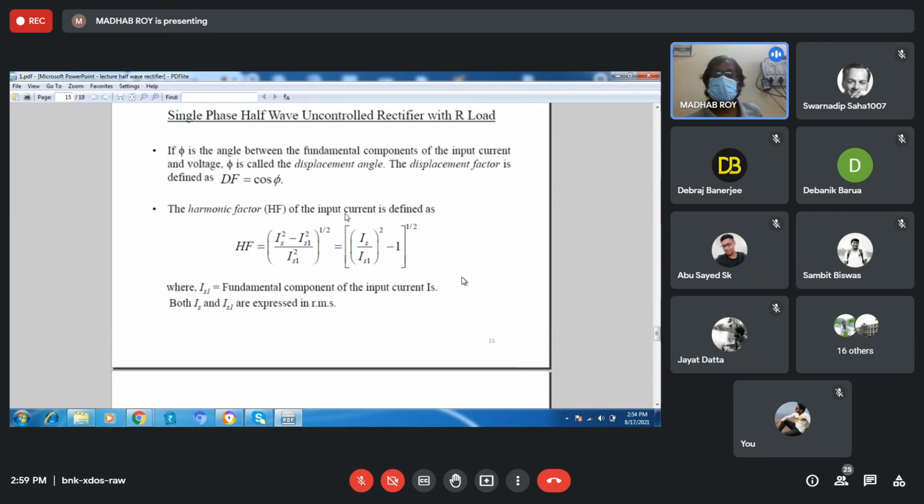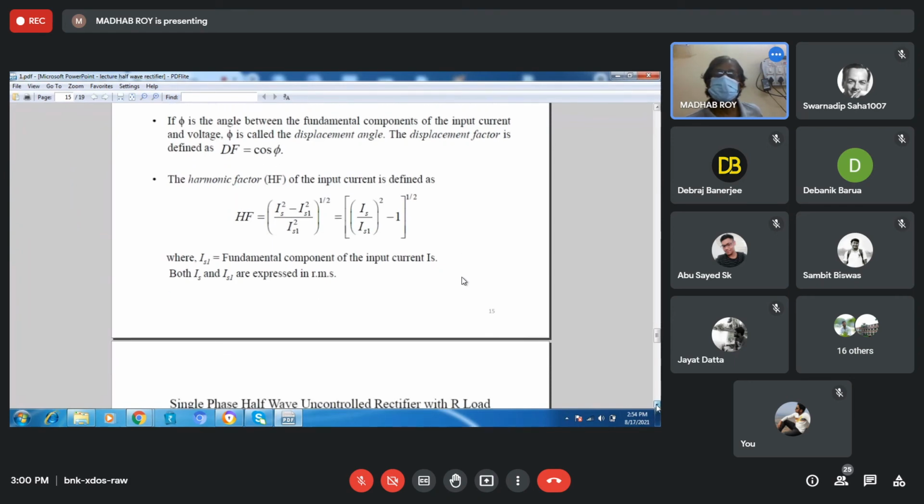Now the harmonic factor of the input current is defined like this: the square root of the RMS value squared minus the fundamental squared, over the fundamental, that is, Is by Is1, under the root. So it is the fundamental component, and the RMS value of the rated component. This is the terminology.